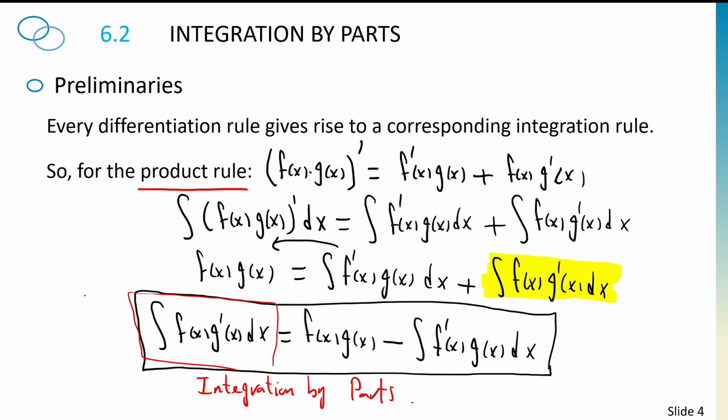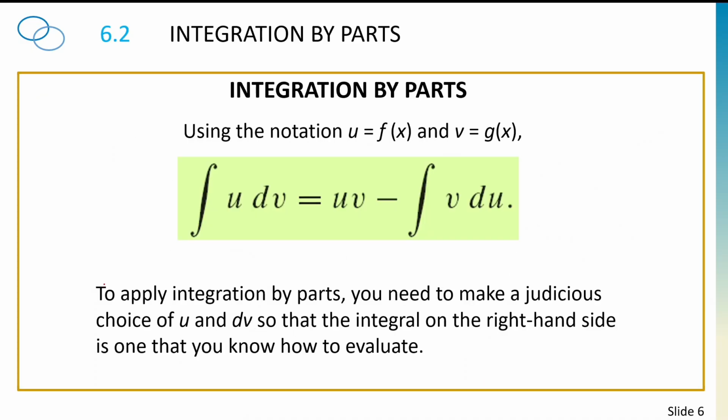Now there's another nicer way to write this rule, just to make it easier and faster, rather than writing all of the functions. So let's say that we have the two original functions that we start with. We write them using this notation. Let's say that u is f of x and v is g of x. So the formula will look something like this: the integration of u dv equals u times v minus the integration of v du.